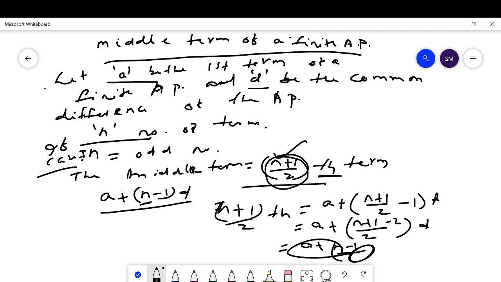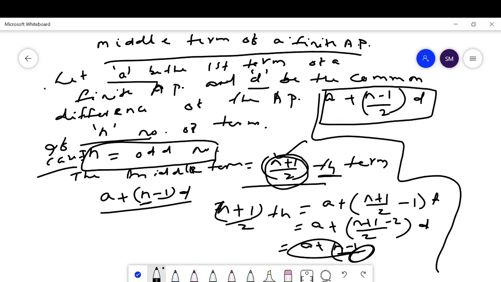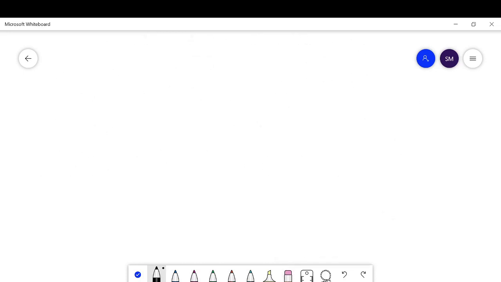Thus, when n is an odd number, the middle term of the AP is a plus (n minus 1) upon 2 into d. Then I will discuss the next case on the next page.